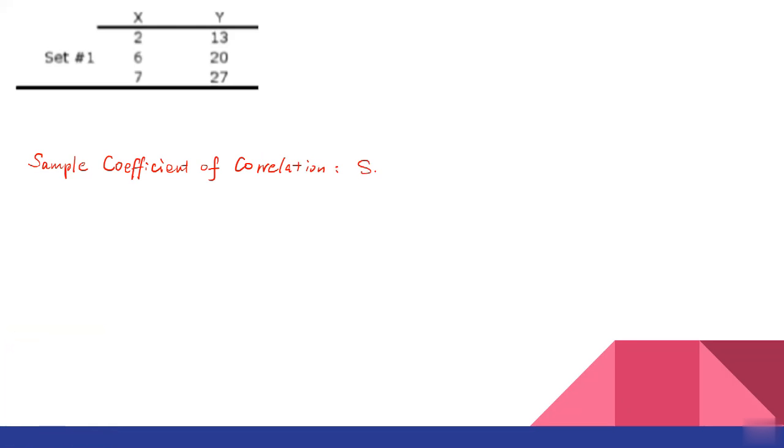is calculated using this formula. That's R equals SXY over SX over SY, right? Suppose here we do not know SXY yet. We'll start from the very beginning. So first of all, we need to calculate SXY. SXY is a covariance between X and Y, right? And it is calculated with this formula.